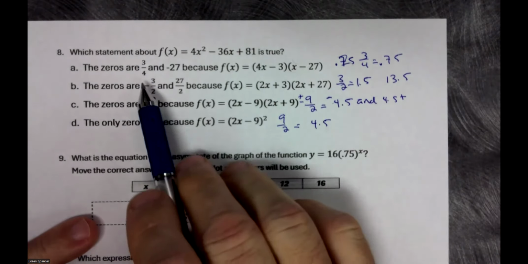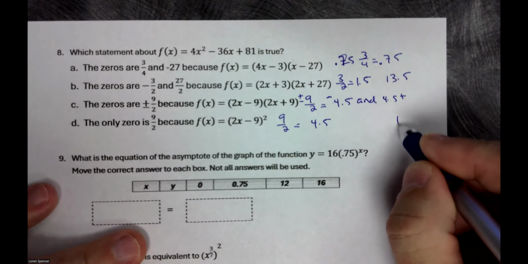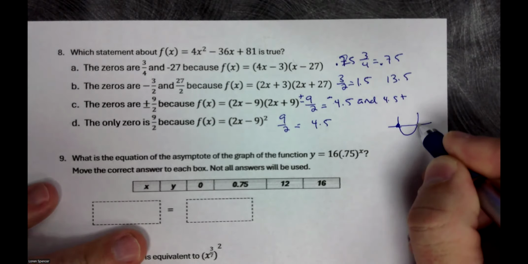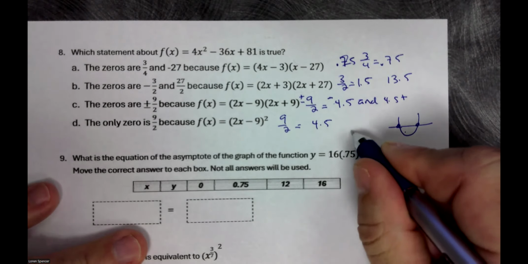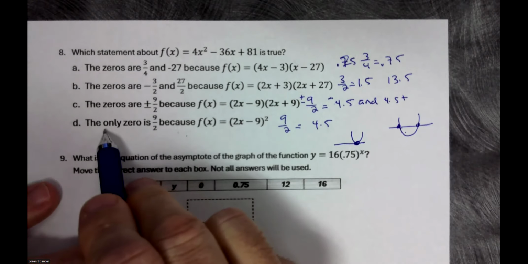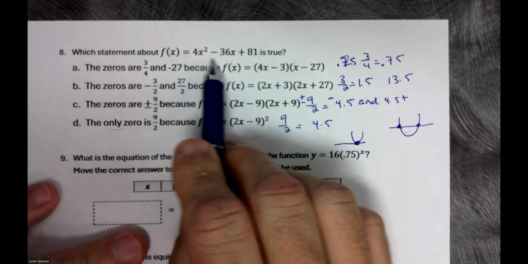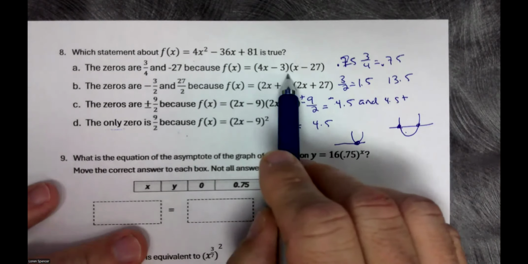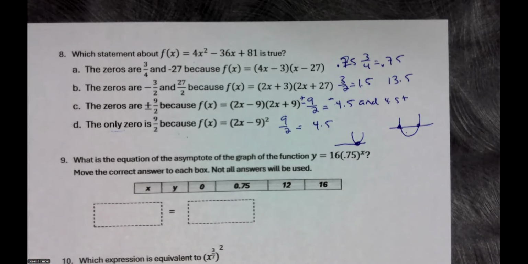Now, we need to talk about this. Zeros are where it touches the x-axis. So it can touch it like this, or it might touch it, in this case, once. If it's once, it'll be this one. So what we're going to do is plug in this initial equation, then plug in each one of these to see which gives us the same one. The one that gives us the same one is our answer. So here we go. Share that screen.